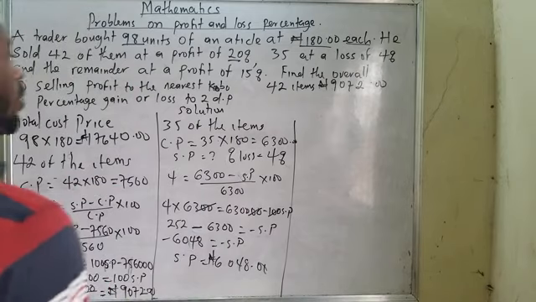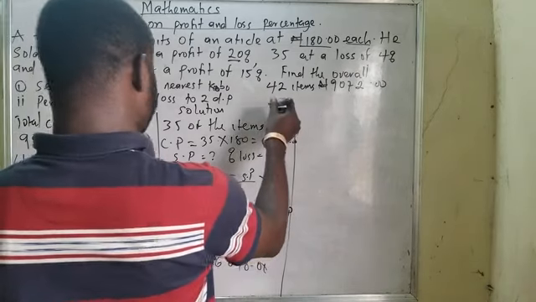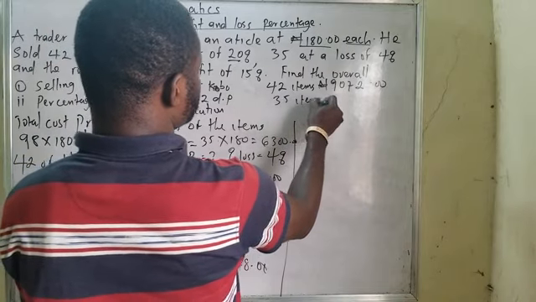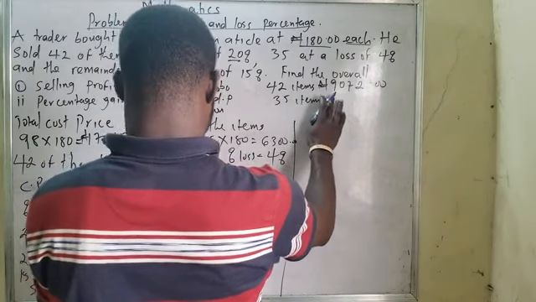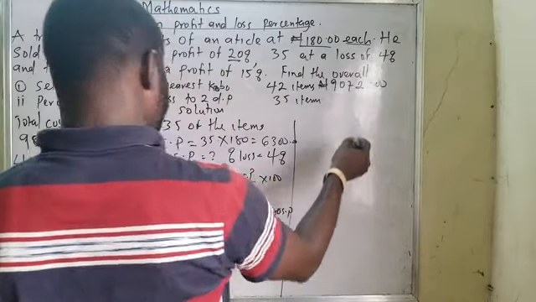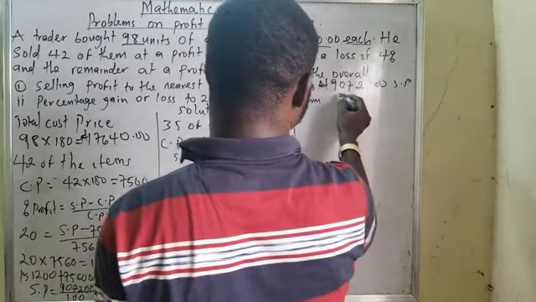It means for the 35 items, my selling price is going to be what? Don't forget that this is selling price 1, and also this one will be what?